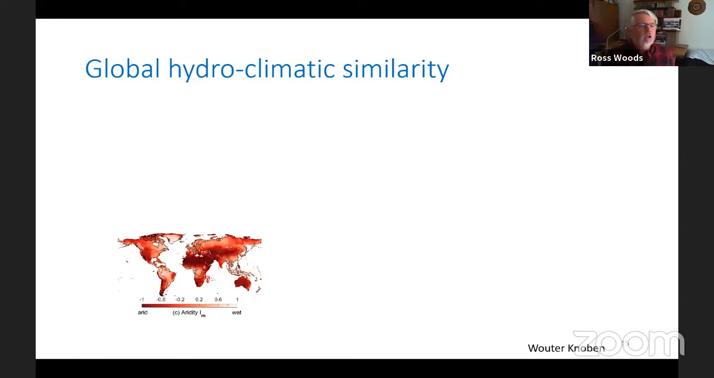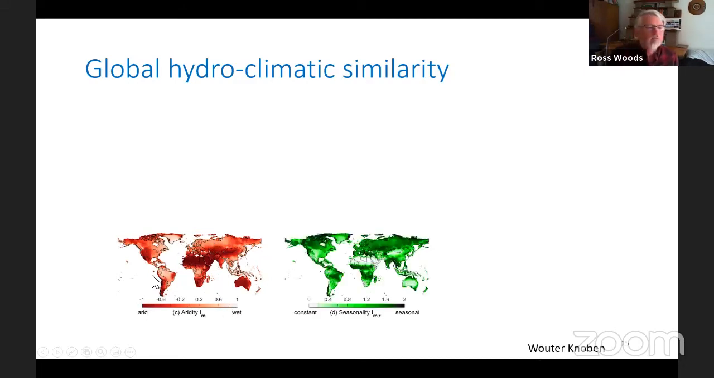Now, what does that look like for the whole world? So here first is this metric for aridity. I'm not going to go into the details of how we calculated it. You can read about that in the paper by Wouter Knoben. But basically, if you see places on the map that are light colored, in terms of light red, then these are relatively wet places, and the dark is relatively dry places.